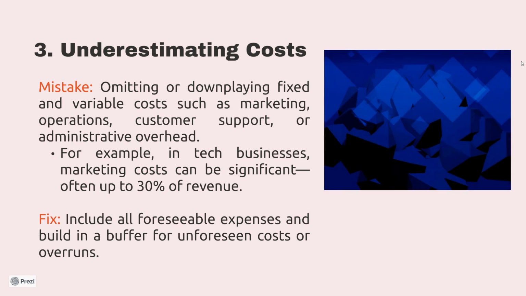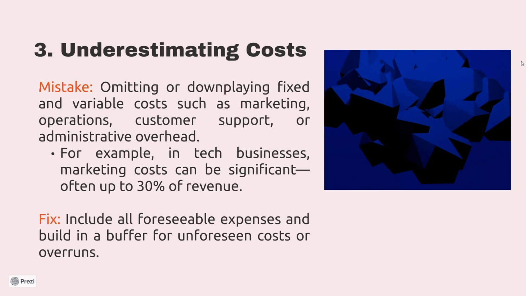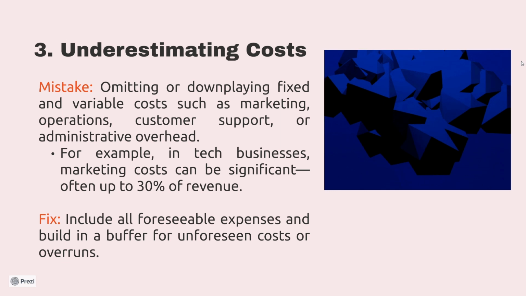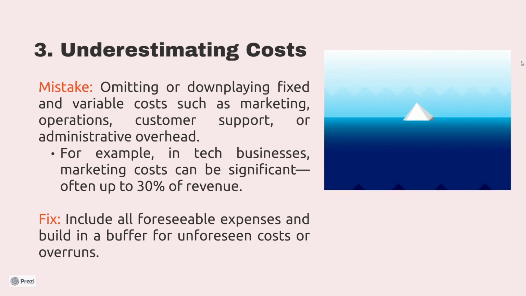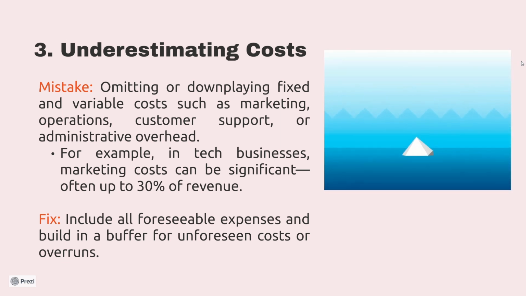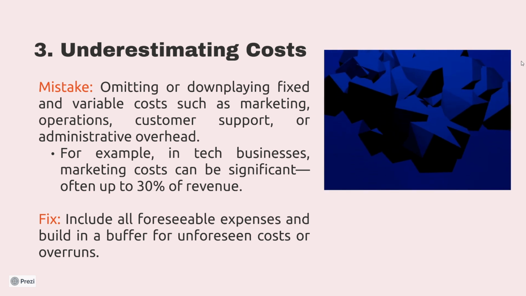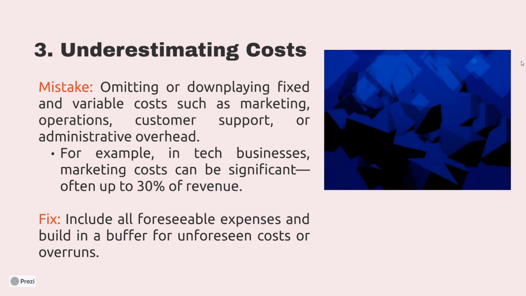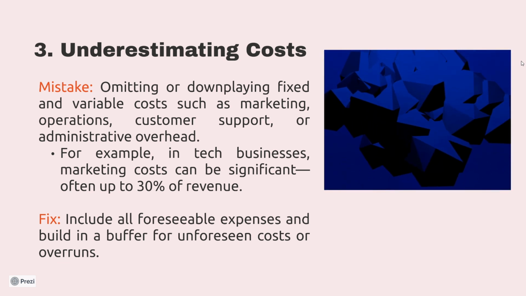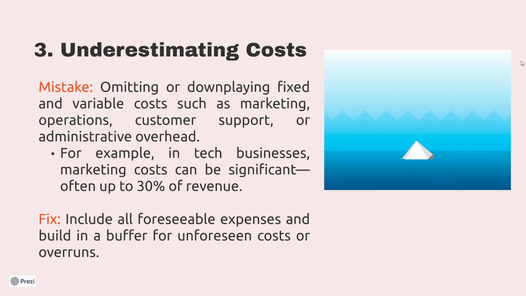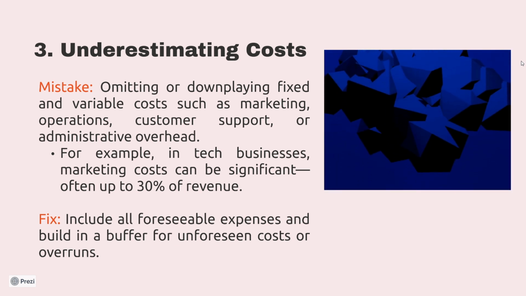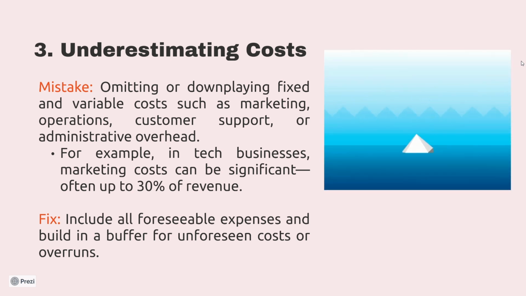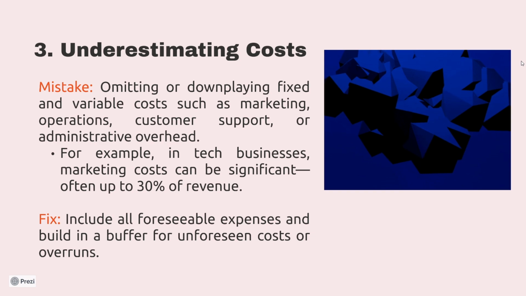Underestimating cost. Many projections look good on the surface because they exclude key costs like marketing, compliance, and support. Marketing, especially in digital and tech businesses, can consume up to 30% of revenue. Let's be thorough. Include all fixed and variable costs, and a contingency buffer should be added. Just like the tip of the iceberg above water is our visible cost, and the massive base below could be the hidden cost.